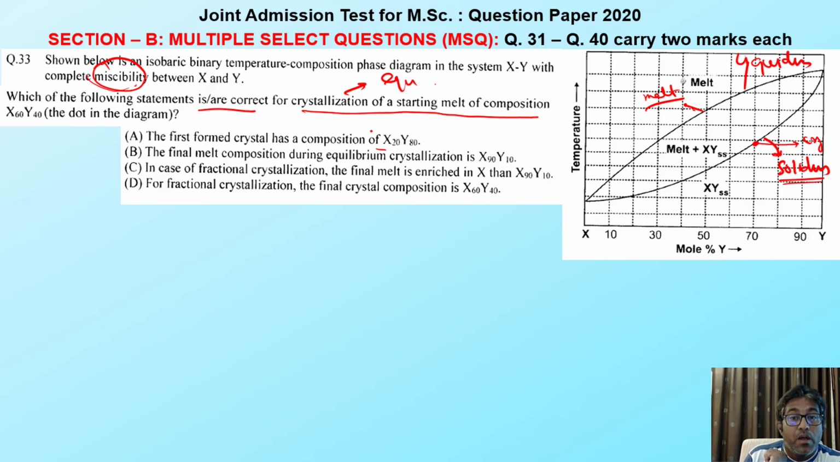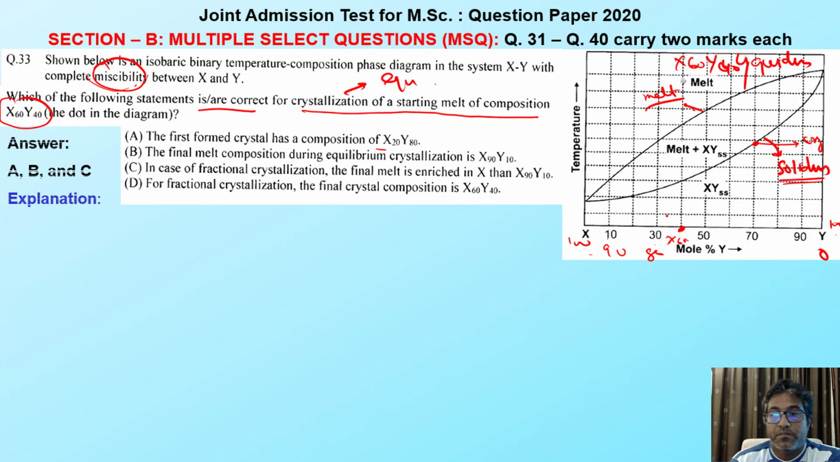Okay, now the first formed crystal, what is the composition of the melt? It's X60 Y40. So it is X100. If I move this 10, this means this is 90, 80, like this to 0. This X is 0 and Y is 100. It will move like this one. So I am somewhere here. This is X60 and Y. Okay. See, this is X60. Okay.